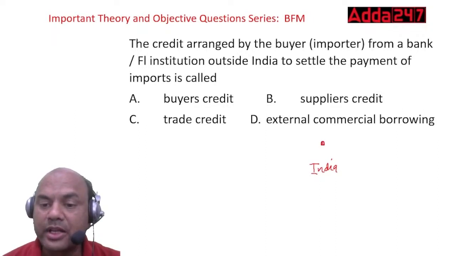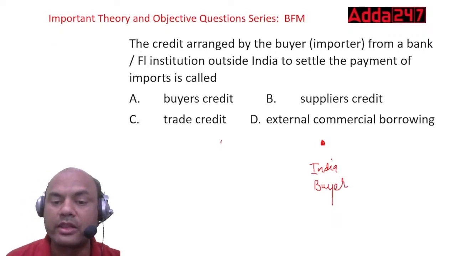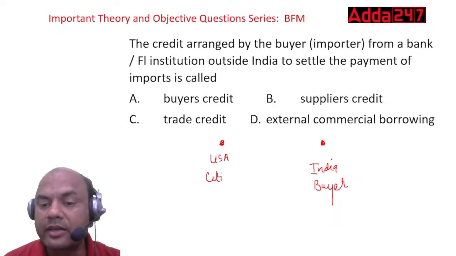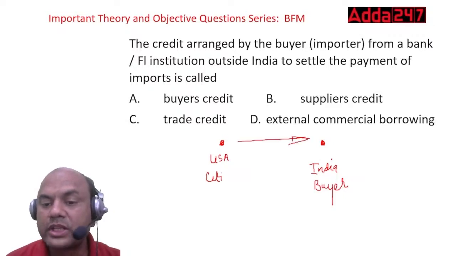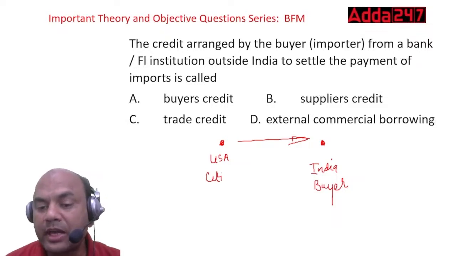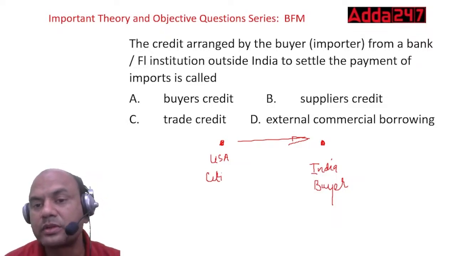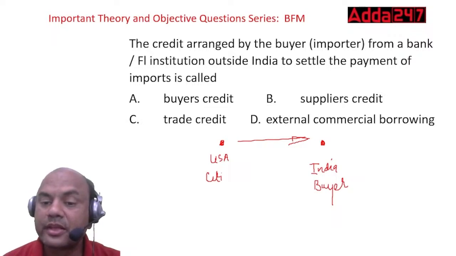This buyer is from India, okay? And now this buyer is arranging for credit from some bank in a foreign country, let's say USA, let's say Citibank. So this buyer is arranging for credit. So loan is given by Citibank to this buyer in India. This buyer contacts the Citibank and gets the loan. So this is called as what? Means this buyer has to pay for imports. For that he is getting a loan.